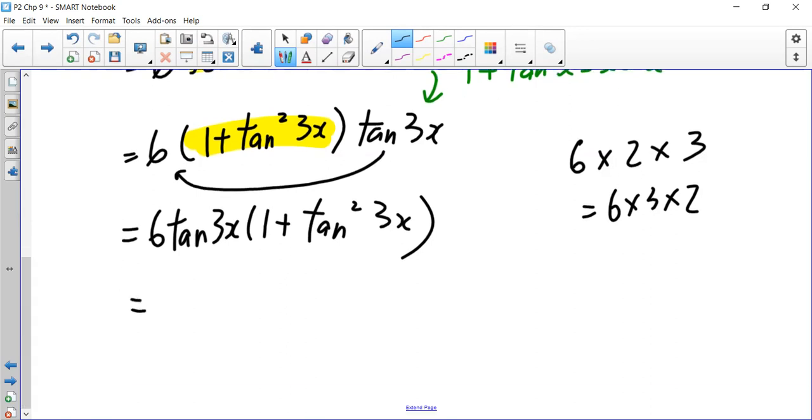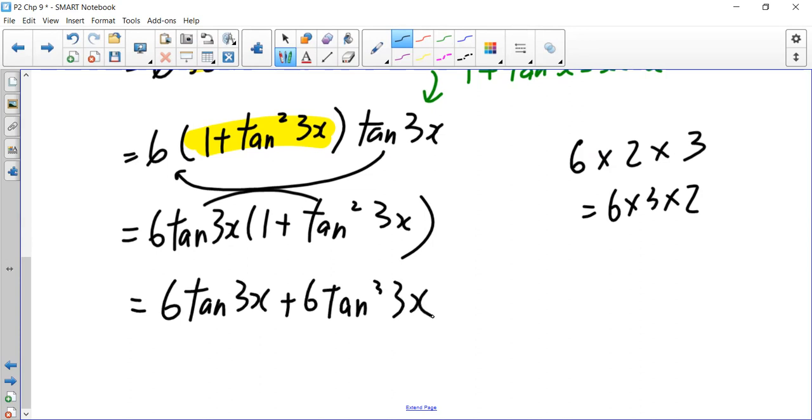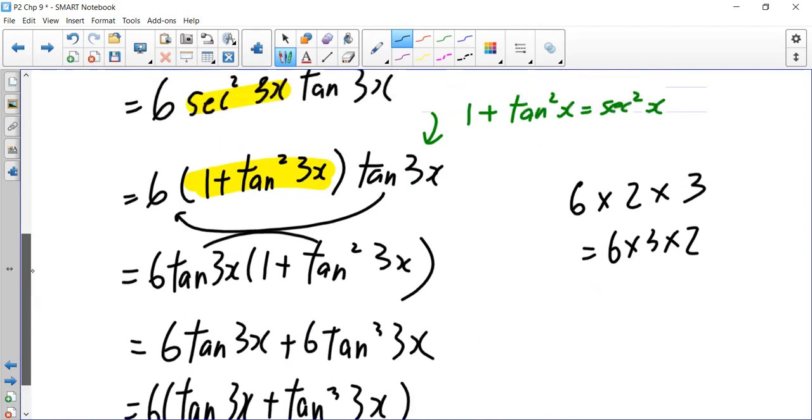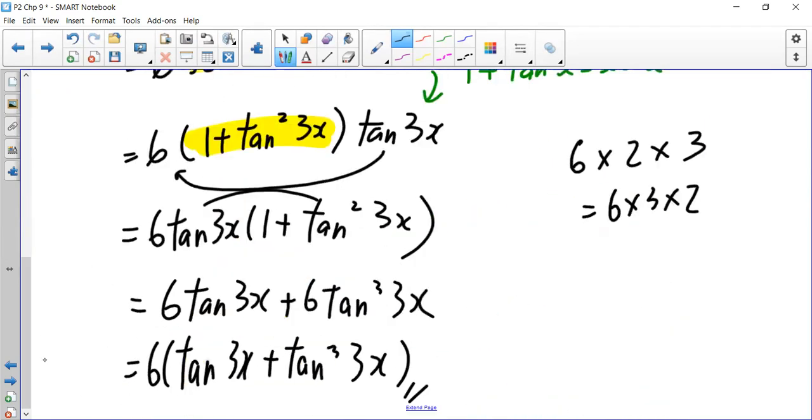6 tan 3x times 1 is 6 tan 3x. 6 tan 3x times tan squared 3x is 6 tan cubed 3x. They want a constant to be outside, so I'll just factorize the 6 out. And that's the answer: 6 times tan 3x plus tan cubed 3x. Right? Okay. One more example.